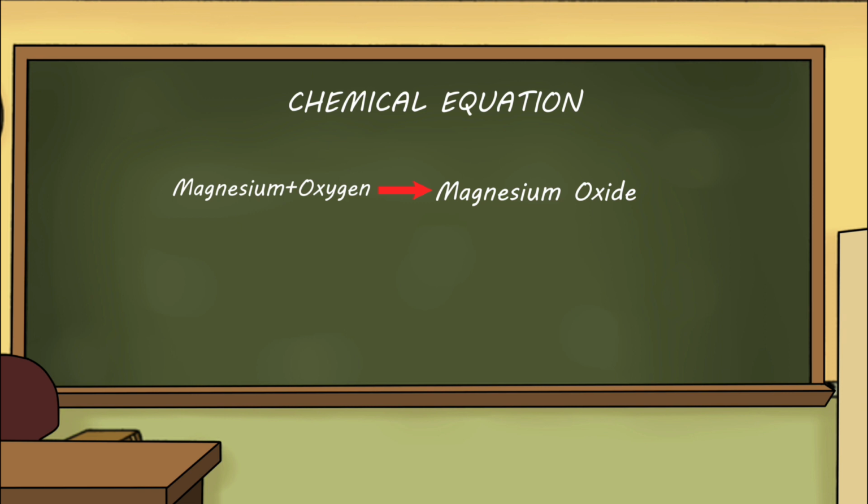Another shorter way of representing chemical equations is by writing the formulas instead of words. We know that magnesium is Mg and oxygen is O2, magnesium oxide is MgO. Now let's write them as an equation. Mg plus O2 gives MgO. Now the equation is short and simple.